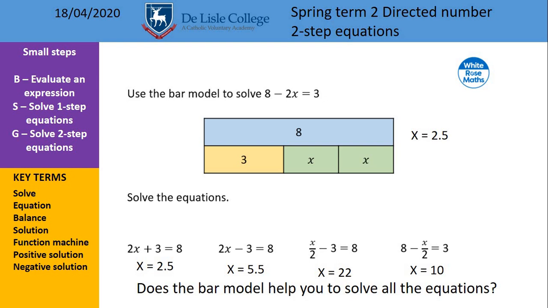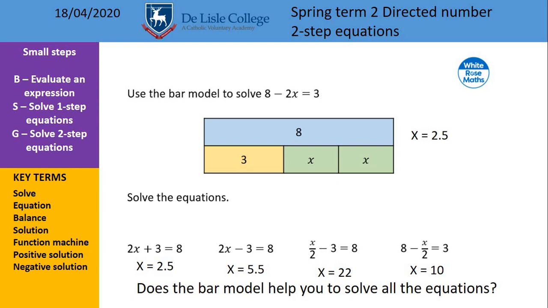So I would always recommend for that last one, if you've got a negative value of x, so in this case we've got minus x over 2, I would always make that into a positive by moving it across to the other side. So instead on this one, if we went with the first step of adding x over 2 to both sides, we'd end up with 8 equals 3 plus x over 2, because you've added it to both sides, so it needs to go on the right hand side now. 8 equals 3 plus x over 2.